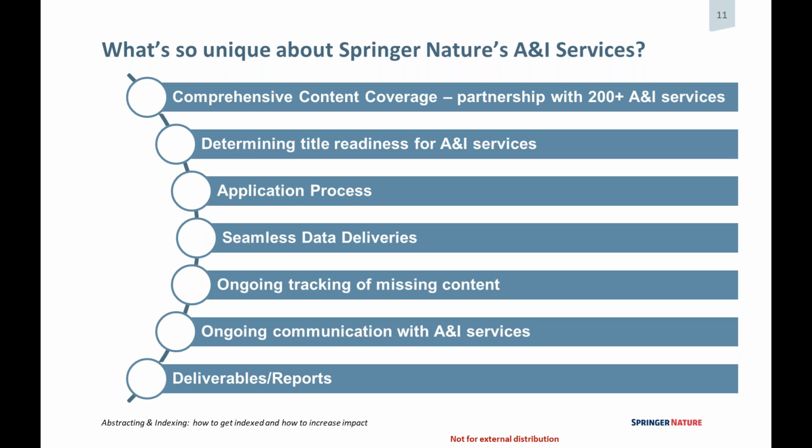Okay, the uniqueness about Springer-Nature's ANI services. As I have been saying, number one priority is to make sure that our content is distributed most comprehensively. So we partner with at least 200 ANI services. This includes the discovery services, as well as subject-specific abstracting and indexing services. And this partnership is evaluated on an ongoing basis.